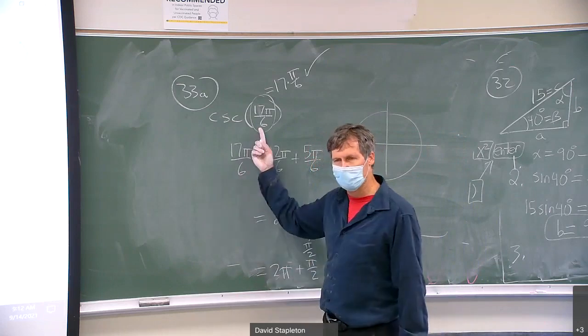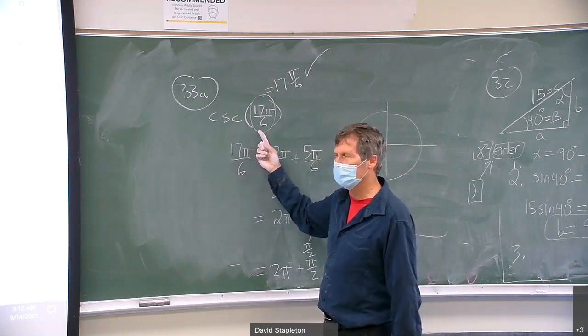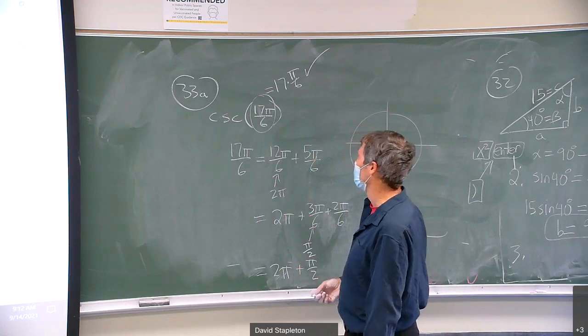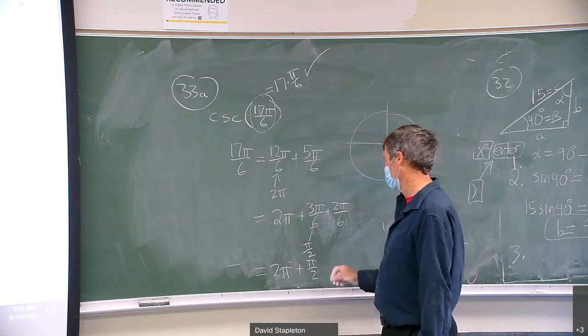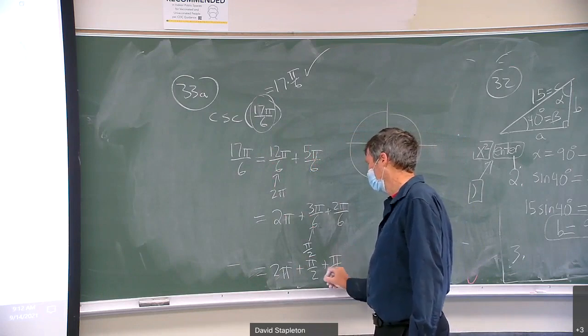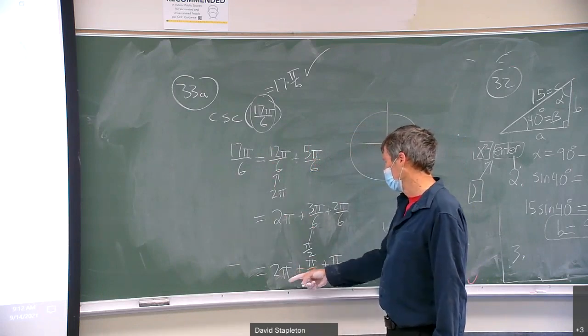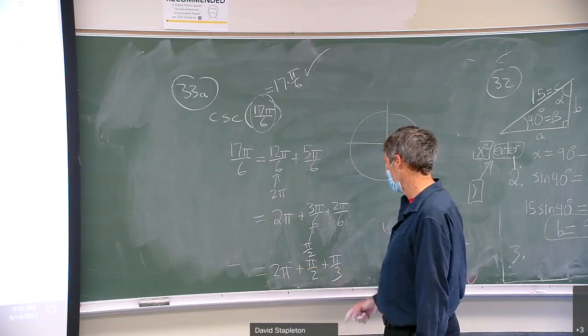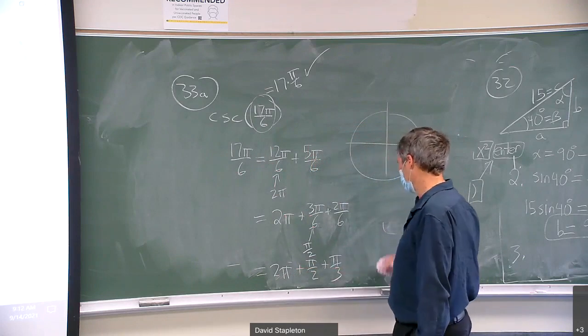If you want, you can convert this to degrees immediately. There's nothing wrong with that. Sometimes it's easier, but in the long run, you want to be able to do these. Plus pi over 3. There we go. Thinking in degrees, that's a rotation, that's a 90-degree angle, and that's a 60-degree angle. And you can draw it pretty easily, right?